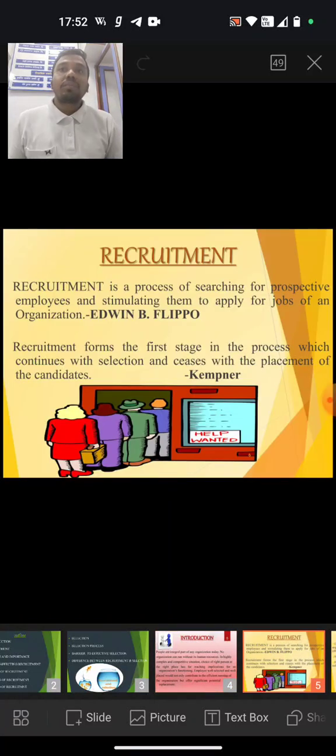Recruitment: Recruitment is a process of searching for prospective employees and stimulating them to apply for jobs in an organization. It is defined by Edwin B. Flippo: recruitment forms the first stage in the process which continues with selection and ceases with the placement of candidates.